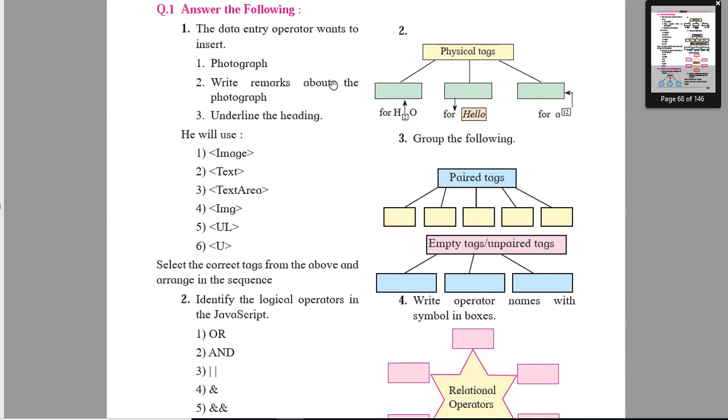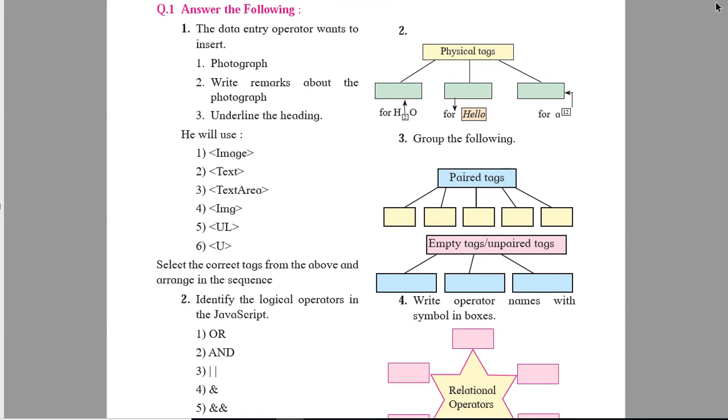Second is write remarks about the photograph. Secondly, he wants to write a remark about that photograph, that is, he wants to write multiple lines about that photograph, so he will use the textarea tag. And thirdly, he wants to give an underline for the heading. So for assigning the underline, he will use the U tag. So which are the three tags that the data operator will use to insert all these things? He will use the textarea tag, the img tag and the U tag.